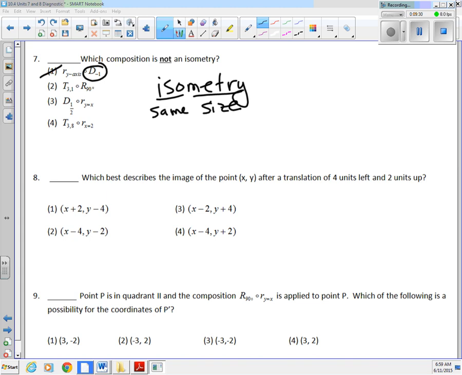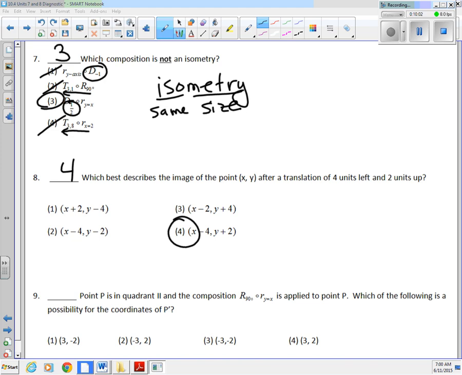2 is a rotation followed by a translation. That will not do it. And 4 is a line reflection followed by a translation. That won't do it. If I dilate by a factor of a half, that's going to cut all my lengths down by a half. So choice 3 is not an isometry. Okay, number 8, which best describes the image of point x, y after a translation of 4 units left and 2 units up? Well, 4 units left means I'm going backwards 4. 2 units up means I'm going up 2 units. Choice 4. Simple.